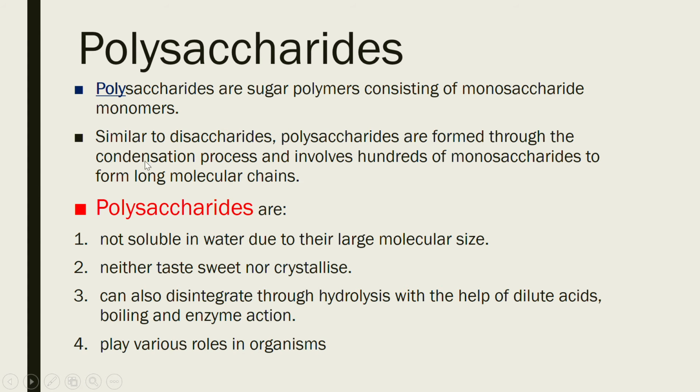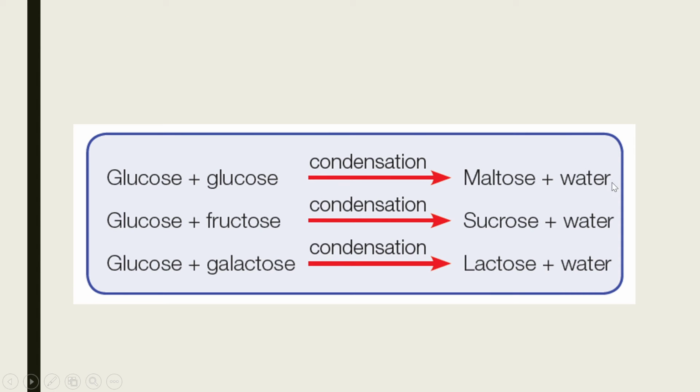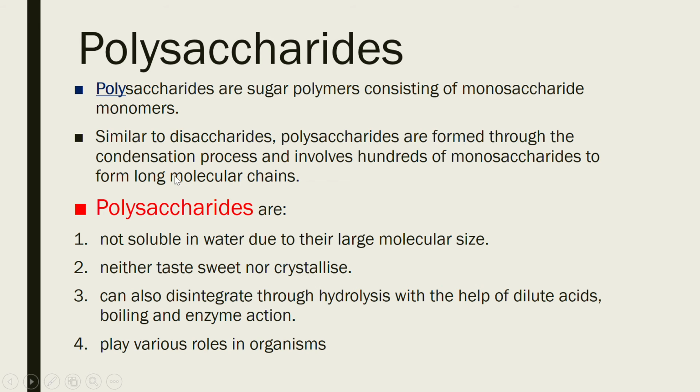What's the name of the process? Condensation. So is water removed or water is added? Water is removed. Very simple. If it is hydrolysis, it requires water, that means water is added. So in this case, you can answer confidently that the condensation process is the one involved in the formation of polysaccharides, where one molecule of water is removed. And since it is a very complex structure, it is not soluble in water because of the large molecular size.